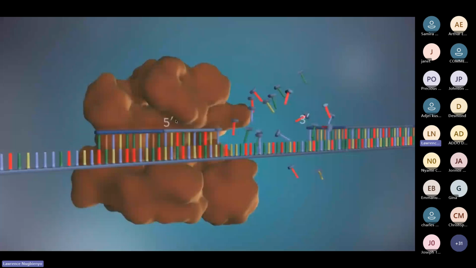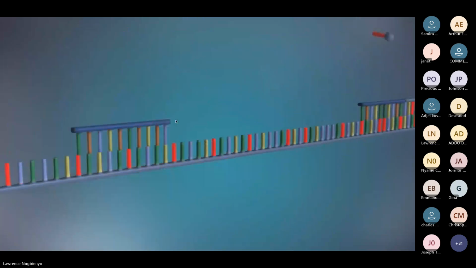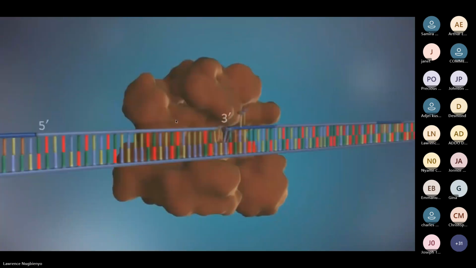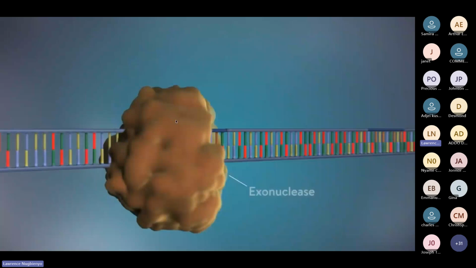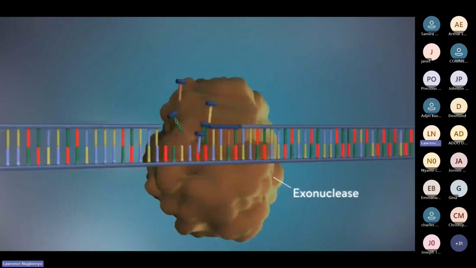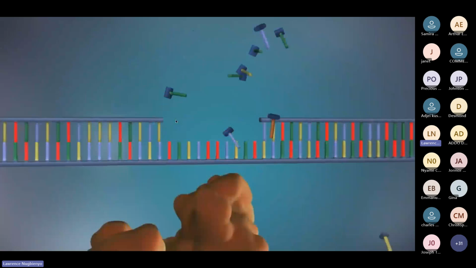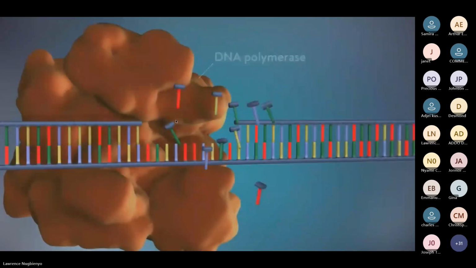The next primer is then added further down the lagging strand. Another Okazaki fragment is then made, and the process is repeated again. Once the new DNA has been made, the enzyme exonuclease removes all the RNA primers from both strands of DNA. Another DNA polymerase enzyme then fills in the gaps that are left behind with DNA.